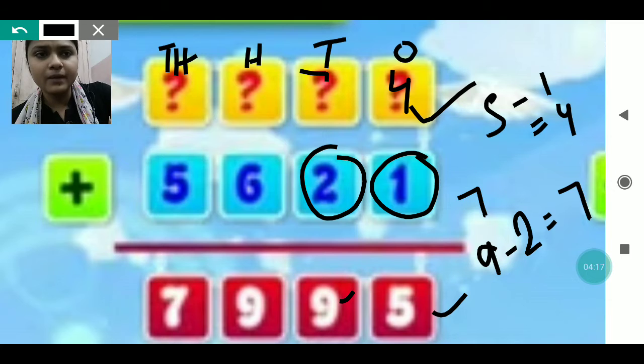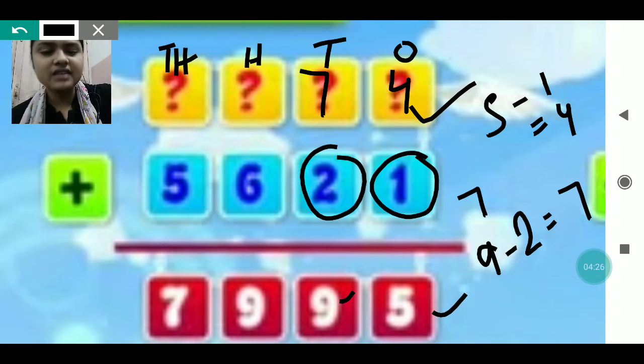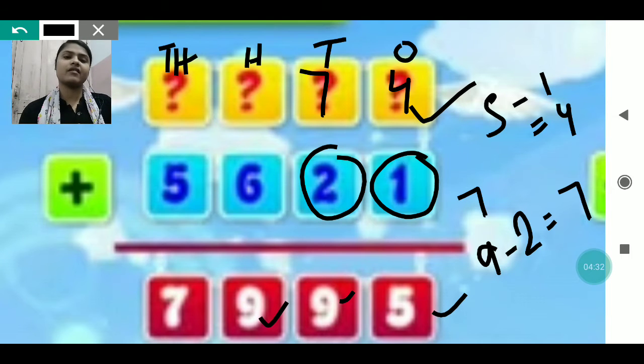You will write 7 upside in this missing column, and when you add 7 plus 2 you will get 9. In the same way, when you look at the third one, that is the 100 place, you can see downside it is 9 written.